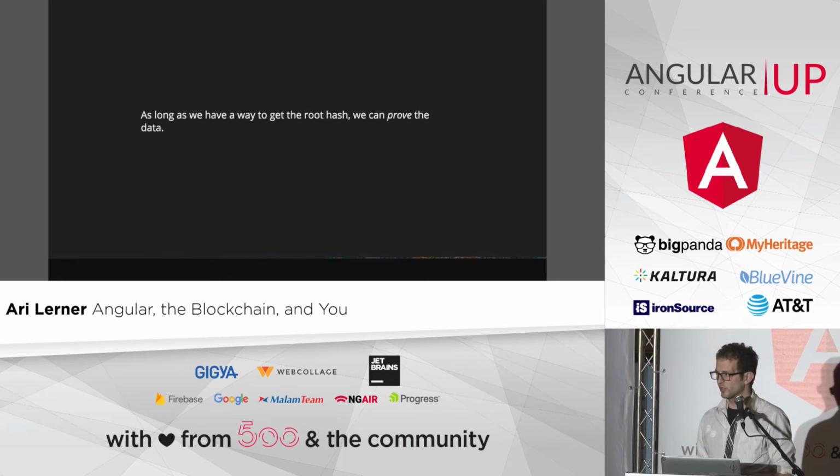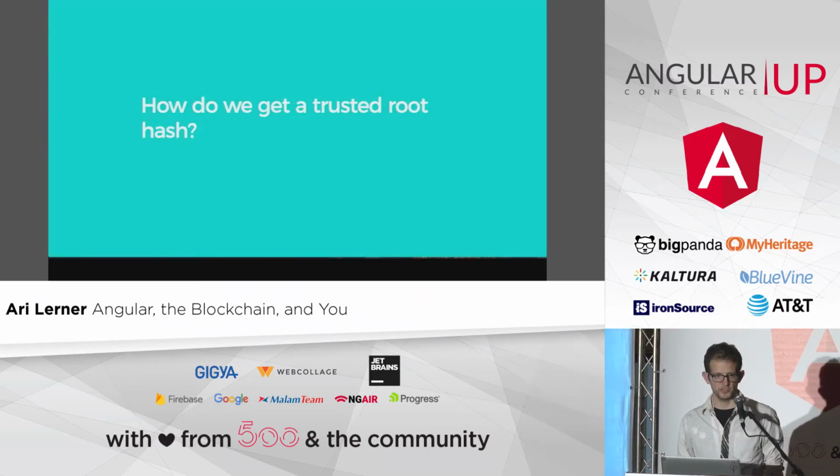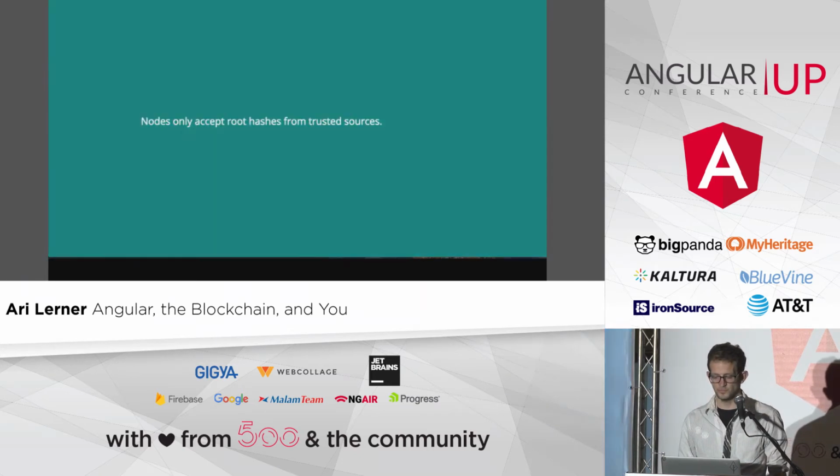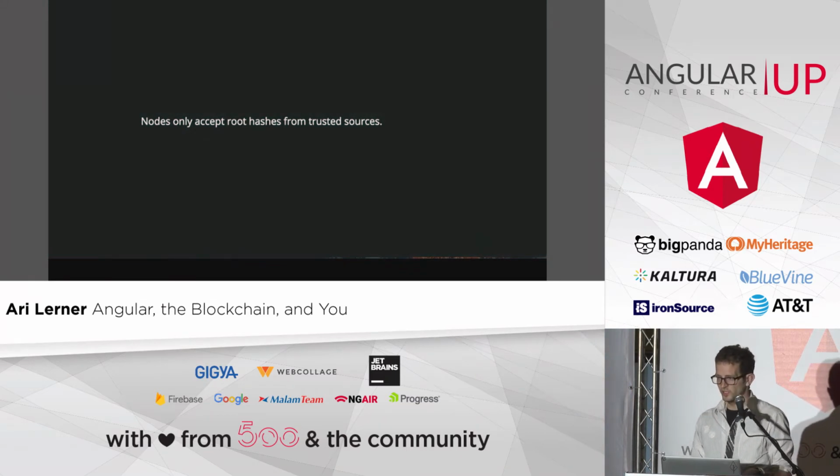The one crucial part about this entire flow is that we need a trusted way to get that root hash. So, how do we get a trusted root hash? Any node who's participating in any blockchain network will only accept a root hash from a trusted source that it can verify. So when I talk about a verified peer-to-peer network across the world, I'm talking about nodes that have the ability to accept root hashes.